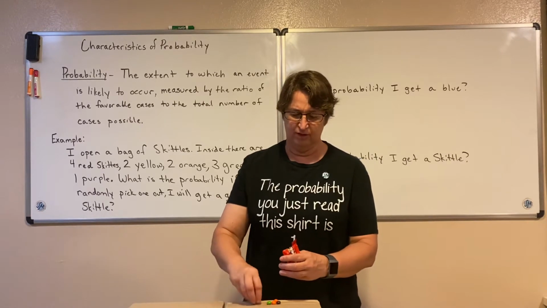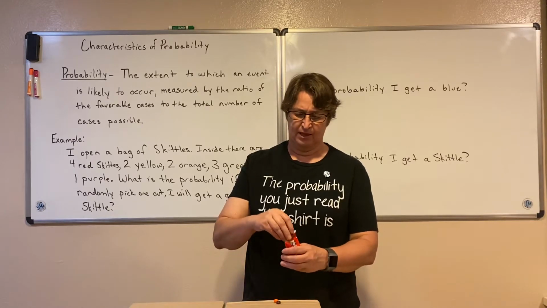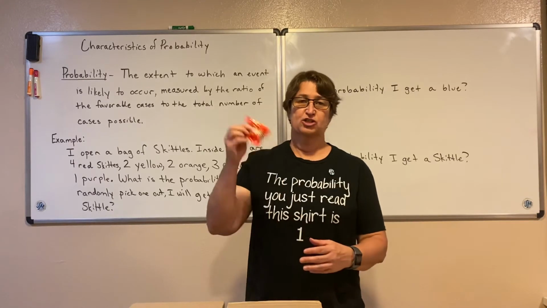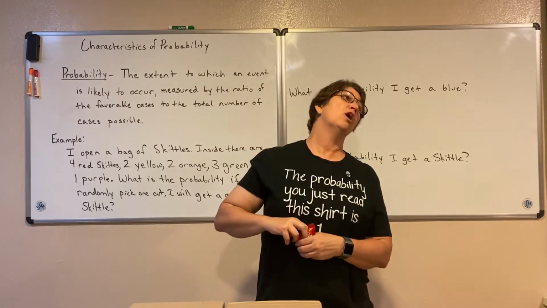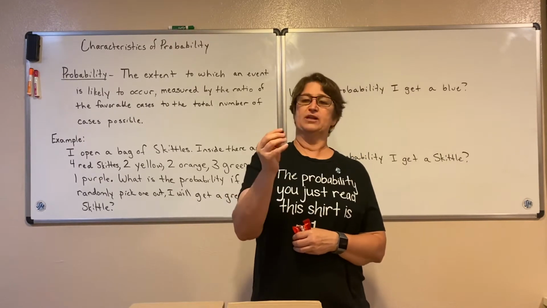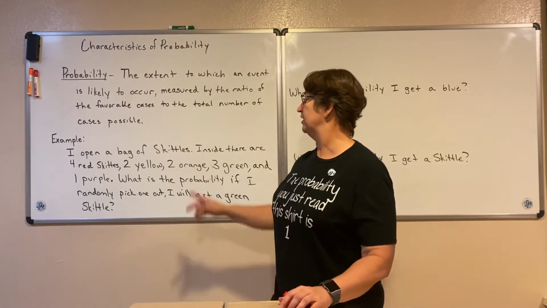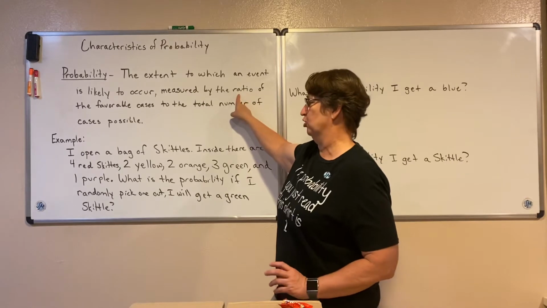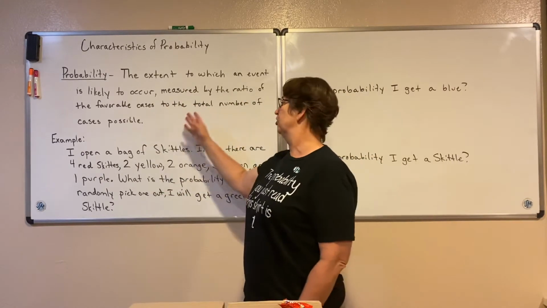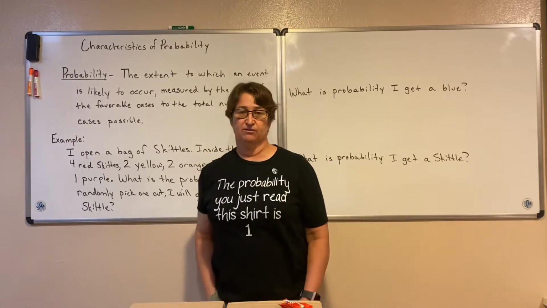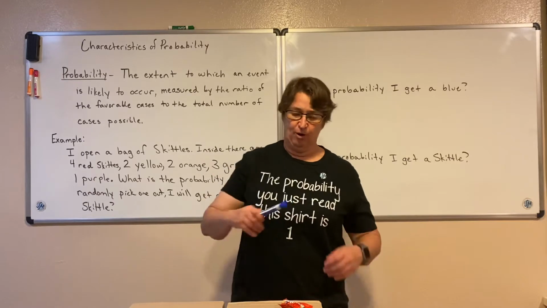So, if these are in the bag and then I shake them up, and then randomly just choose one out, what's the probability that that one is a green? And the way we find that probability is we create this ratio of favorable cases, in this case a green, to the total number of cases. So a little bit of notation about probability.